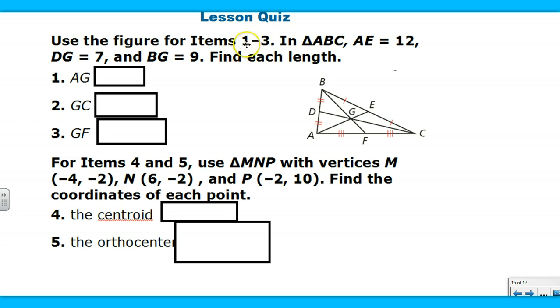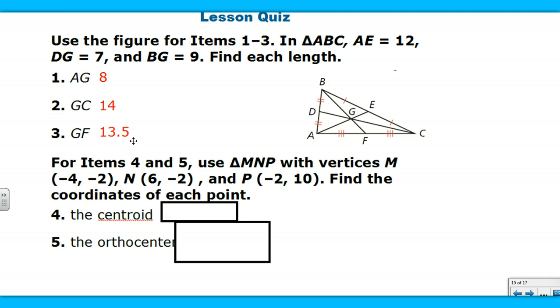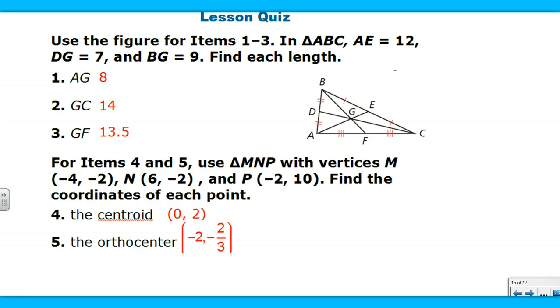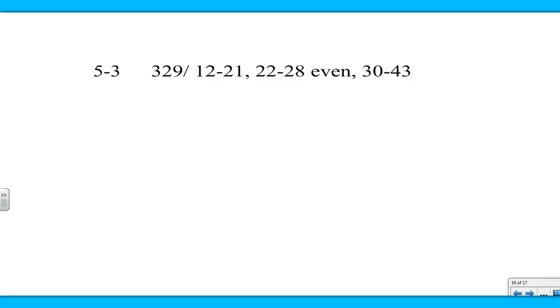So use the figure here to answer the question. Length AG would therefore be 8. GC would be 14, right? And GF, you should have 13.5. And for these two items, you were to use the given triangle, right? And the centroid is at 0, 2, and the orthocenter, which is a little more labor intensive to find, right, should be at -2, -2/3. Okay, really persevere through that orthocenter topic and do a good job and have fun with this assignment.